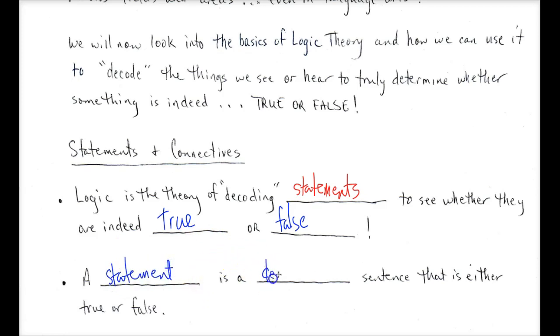is a declarative sentence. So for those of you that have forgotten a little bit about your English classes, a declarative sentence is basically a sentence that states an idea that ends in a period. So I'm going to erase this part because it doesn't look too good. I'll just put statement here again. And we'll put declarative.